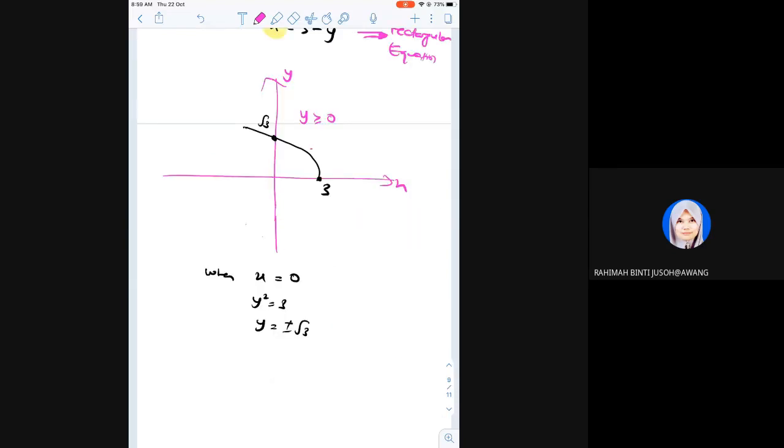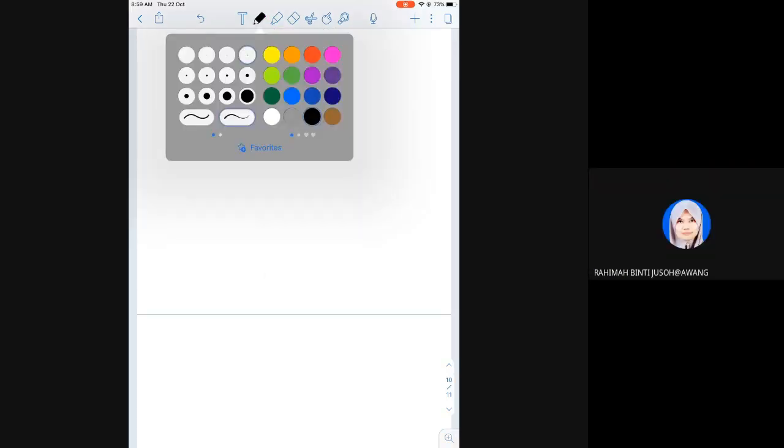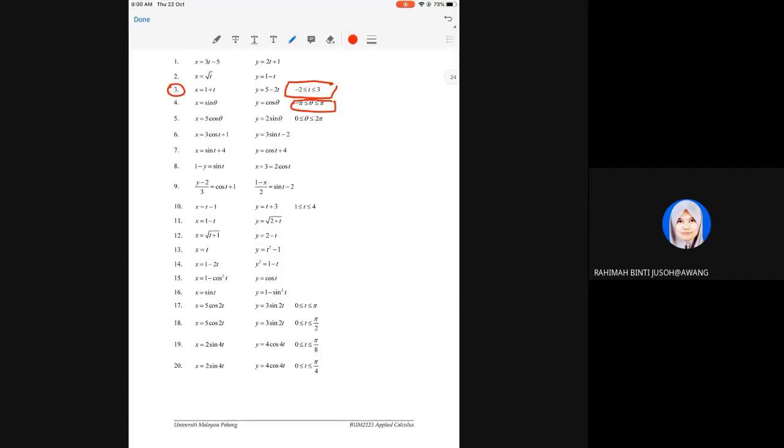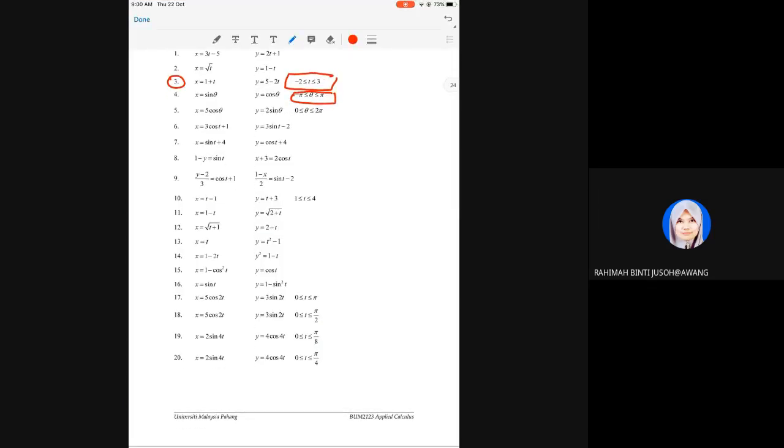Tengok ni dia upward sebab Y meningkat, tapi X tu dia makin menurun, nampak tak? X tu dia makin ke arah negatif, dia ke kiri. So that's the orientation. Ni arah orientation awak. Understand? Okay, good. So now we move to the next question.